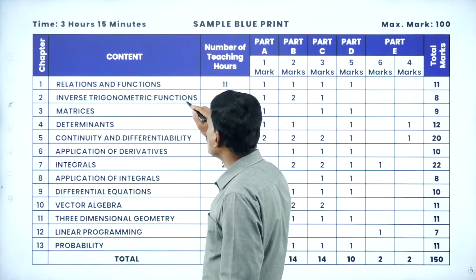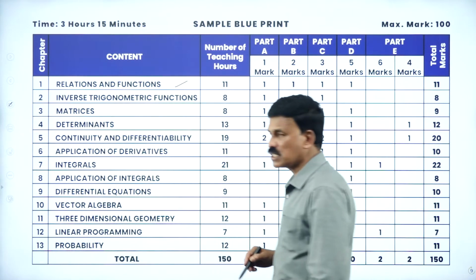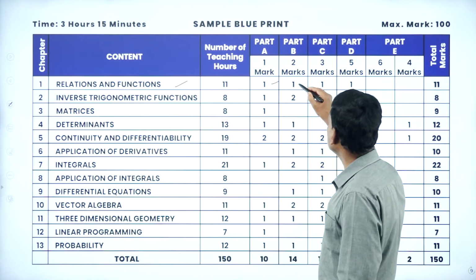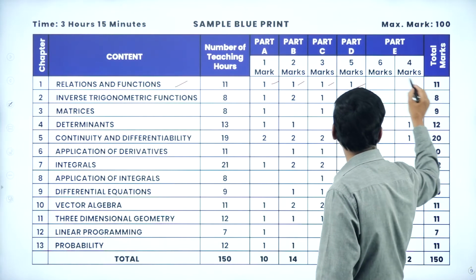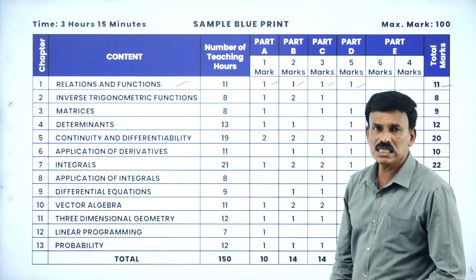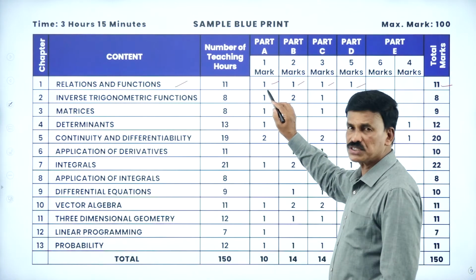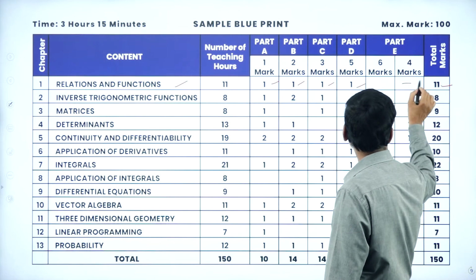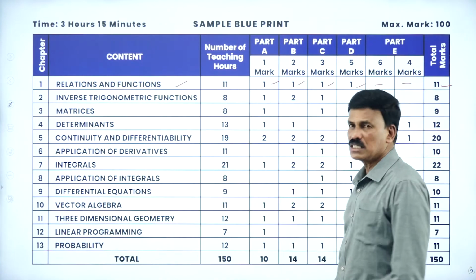Now, for the first chapter, relations and functions, the total number of hours is 11 hours, and you will get one 1 mark question, one 2 marks, one 3 marks, one 5 marks question. Totally 11 marks for chapter 1, that is relations and functions, with all types of questions. 1 mark, 2 marks, 3 marks, 5 marks, no 6 as well as 4 marks, you will get 11 marks.